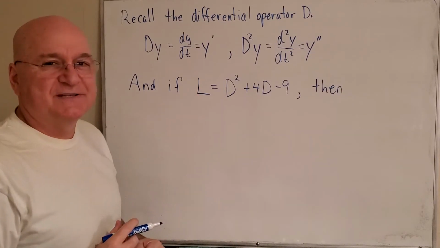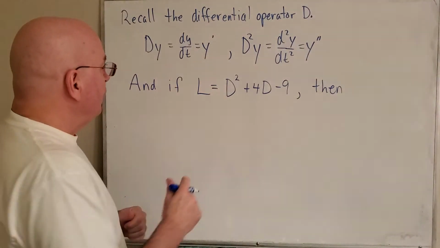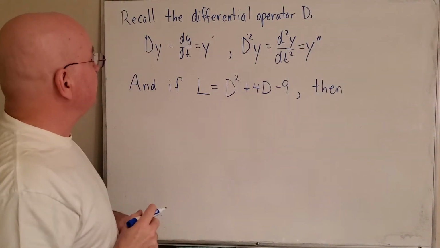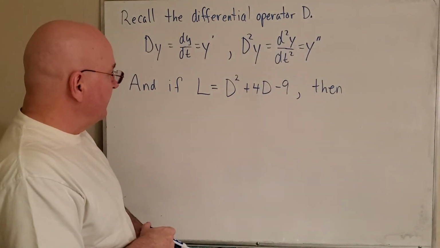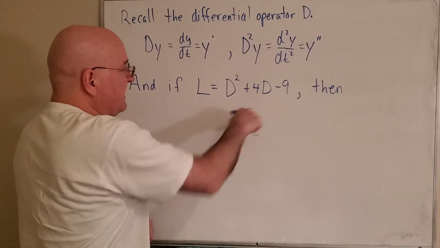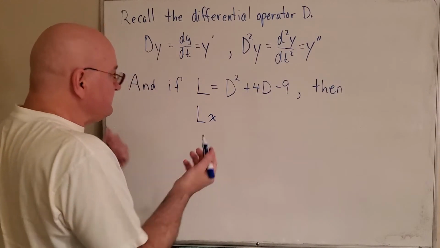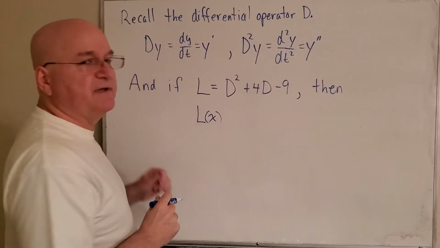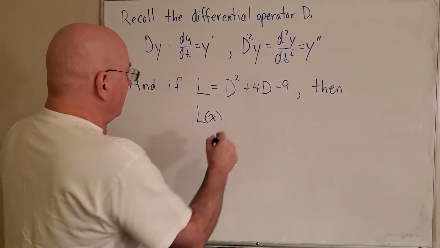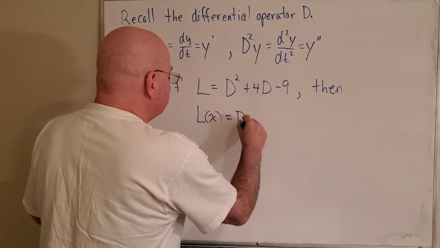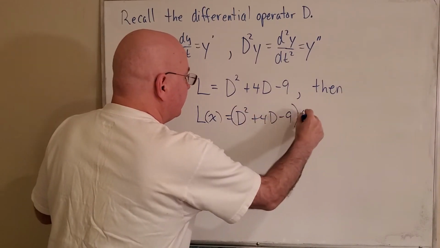Now, we also looked at L before, capital L, the linear differential operator. We can define that to be some expression involving a capital D, the differential operator. And what would this mean? If this is the case, then if I apply L to x, and I usually like to put a parenthesis around it, it makes it obvious that it's L of x, L applied to x, we would get D squared plus 4D minus 9 applied to x.